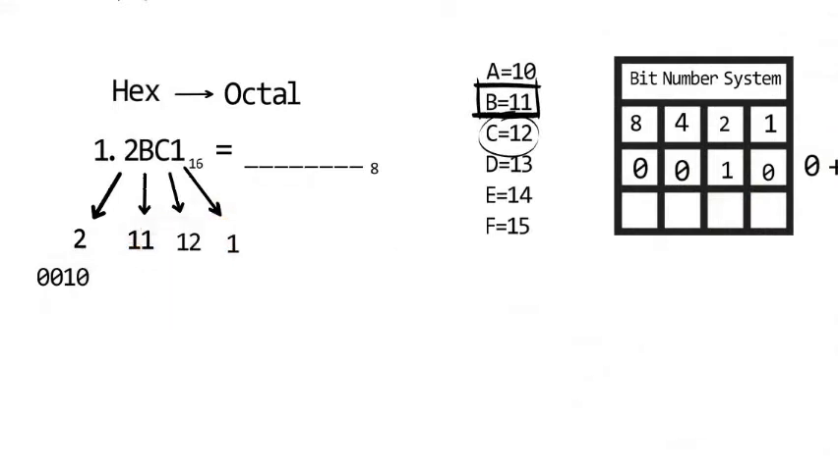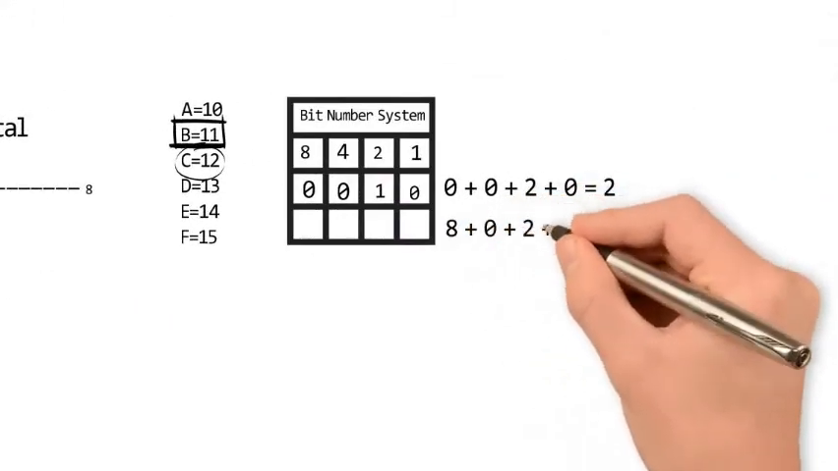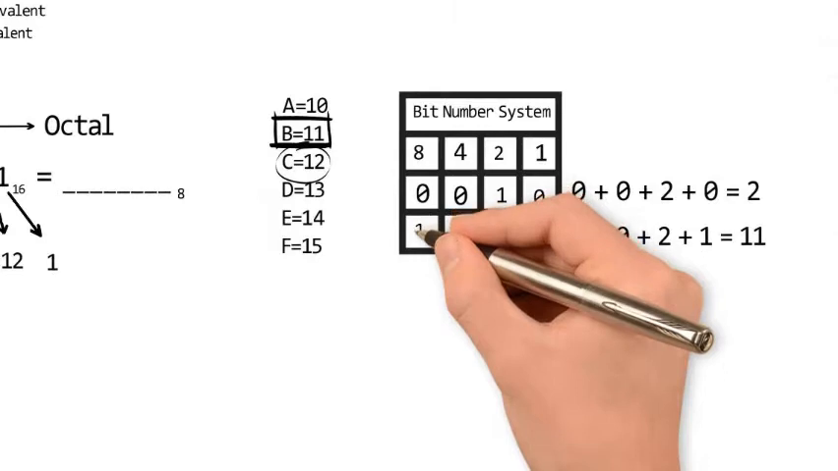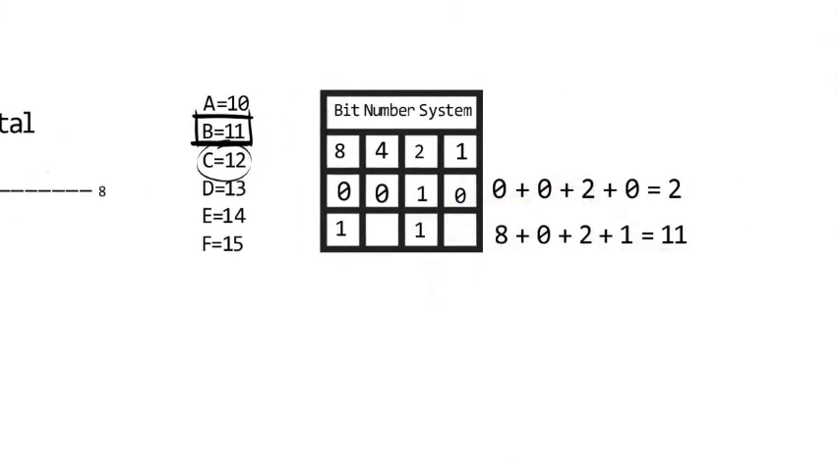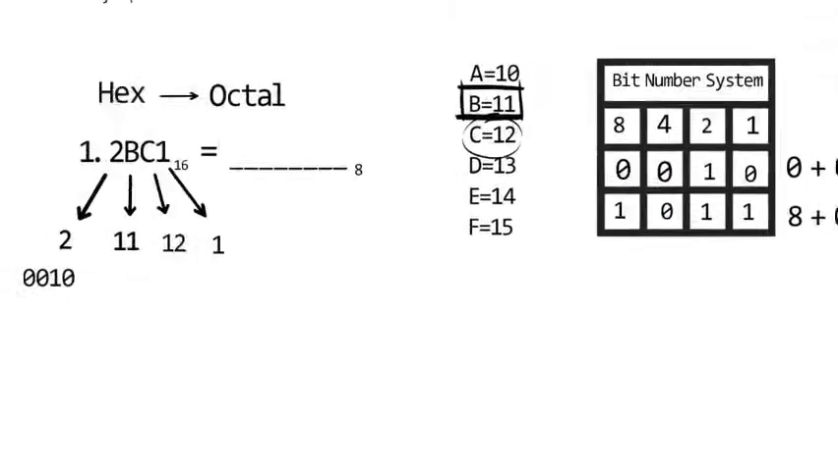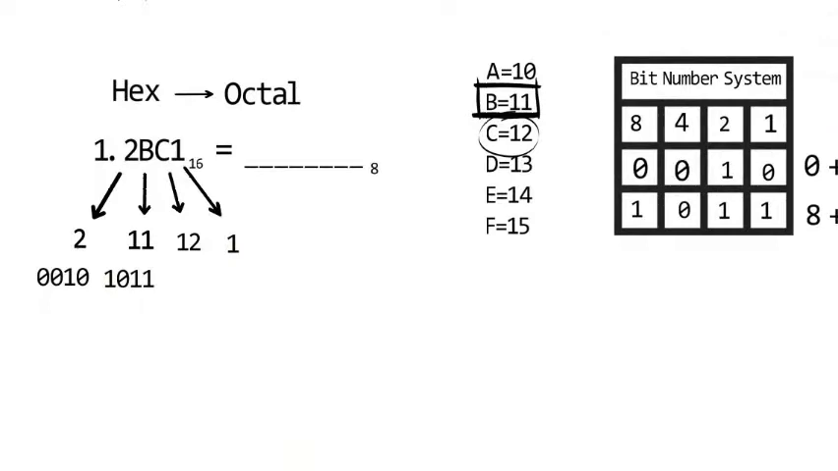and then for number 11, so 11 is the sum of 8, 2, and 1. So we will place 1 on 8, 1 on 2, and 1 on 1. And for the number that we didn't use, we will place 0. So 11 is equal to 1, 0, 1, 1.